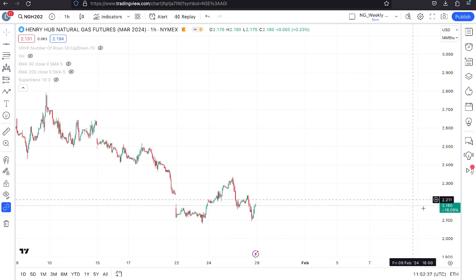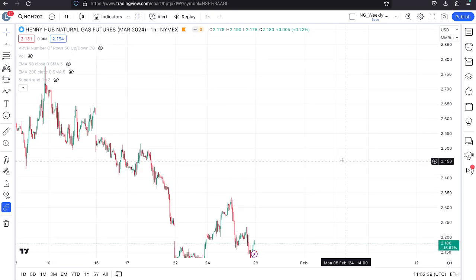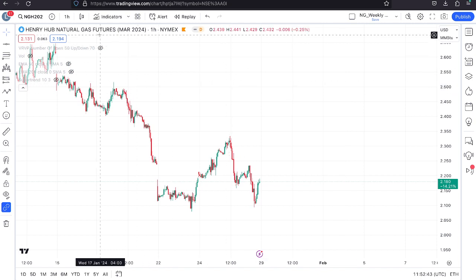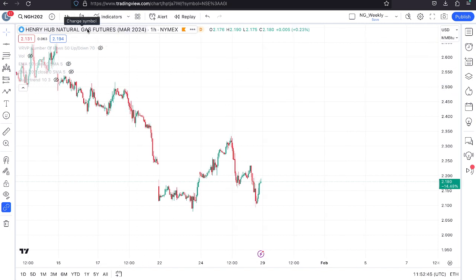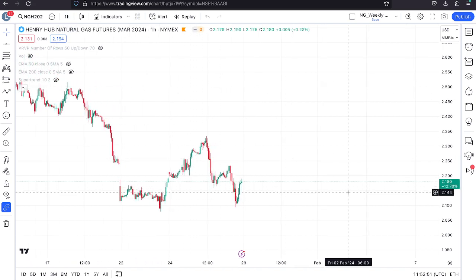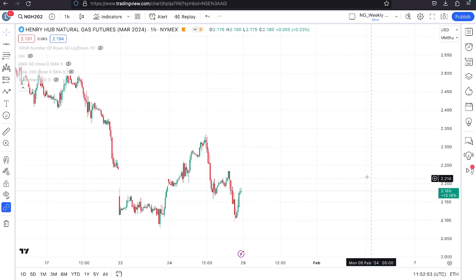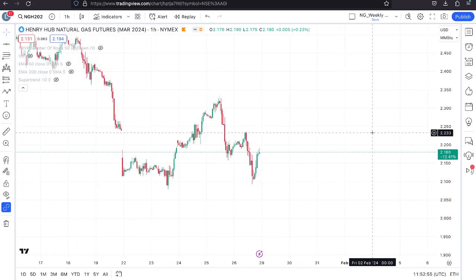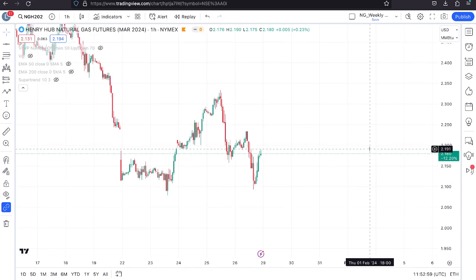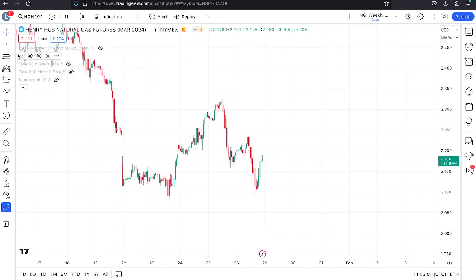So let's see what we can see based on the chart. We are looking at the nat gas markets, and the time frame is hourly. Roughly, Friday's closing price is 2.18. If I just try to maximize the chart, it's a nice clear bear flag.